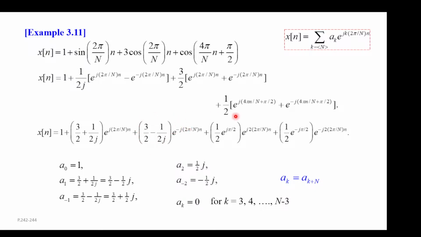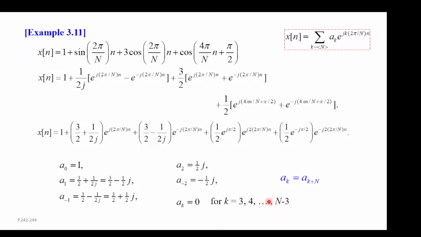And similarly, you have a coefficient for every term, and you can really just read the coefficients from here. So the coefficient a0 is just this 1, and a1 is 3/2 from here, and 1/2j from here, so you have a1 and a-1 here, and a2 here, from this cosine 4 pi n over big N, and a-2 here.